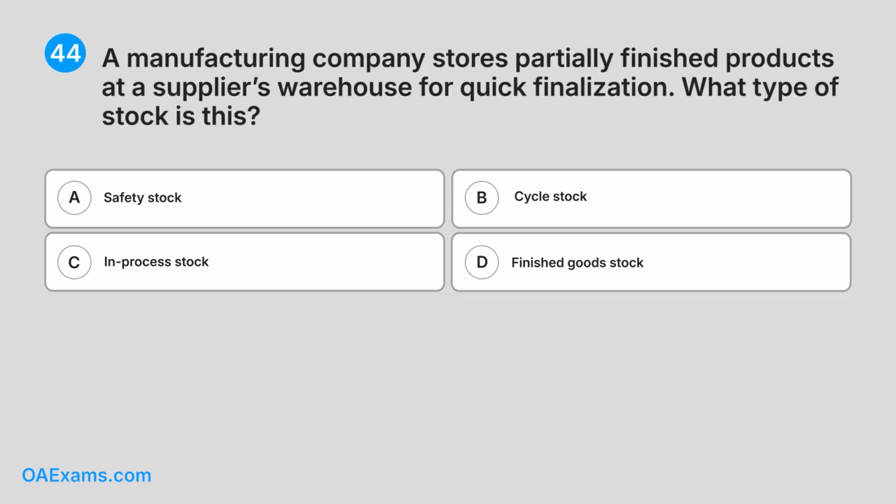44. A manufacturing company stores partially finished products at a supplier's warehouse for quick finalization. What type of stock is this? A. Safety stock. B. Cycle stock. C. In-process stock. D. Finished goods stock. Do you know the answer?